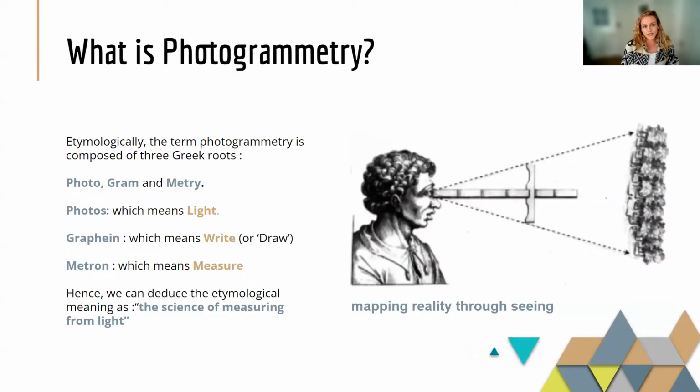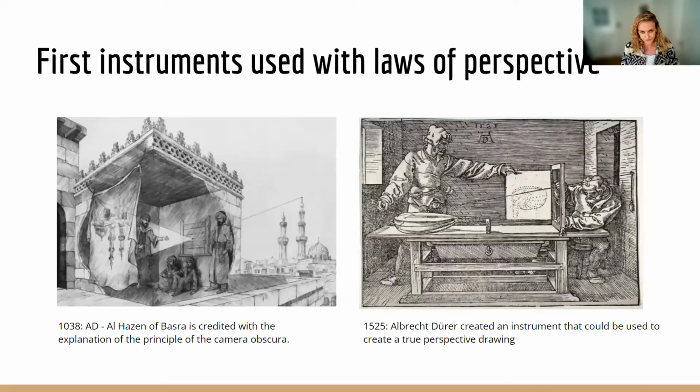So what is photogrammetry in that context? It's a form of passive remote sensing because it uses light. It's derived from the three Greek words photo, graphein, and metron, which literally mean light, write, and measure. Hence, we can deduce that photogrammetry is the science of measuring an object from light. And since light is necessary for us to see, we can say that photogrammetry maps reality through the act of seeing.